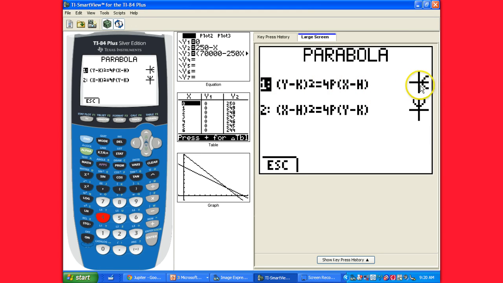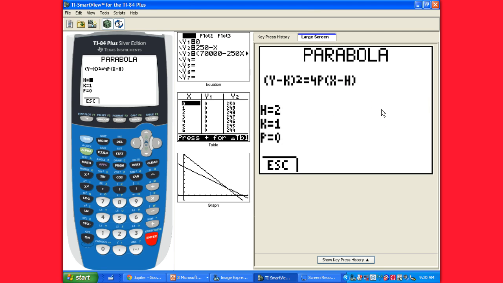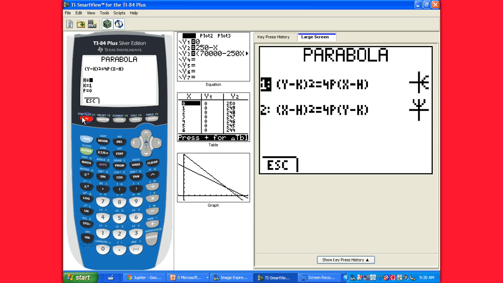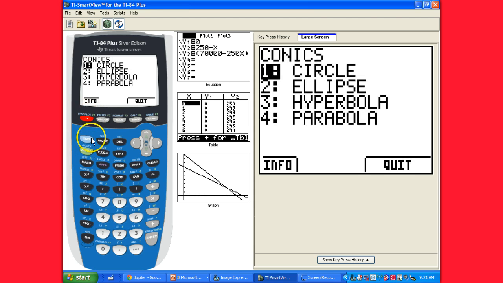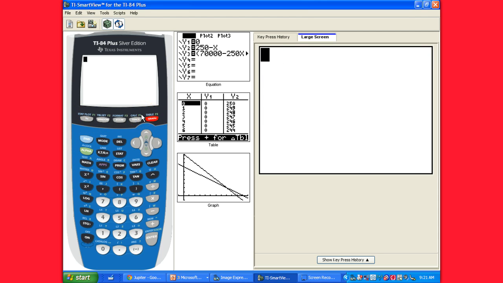So this is the one that has a horizontal axis. This is the one that had a vertical axis. And we could go through and we could choose whichever one of those that we wanted. And we could put in H and K and P. And we could get it to graph our parabola for it. And as we go on and study hyperbolas, we'll be able to do the same thing with those as well. So play around with that a little bit if you would like to. And I'm going to quit out of it for right now.